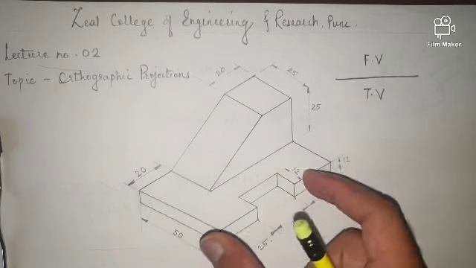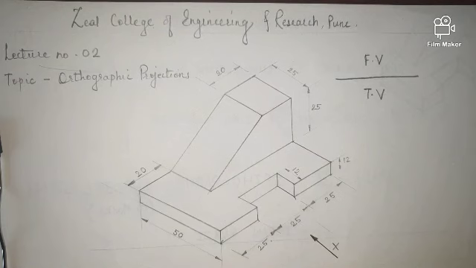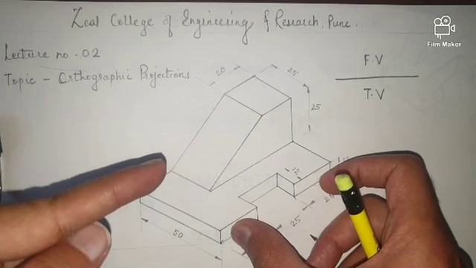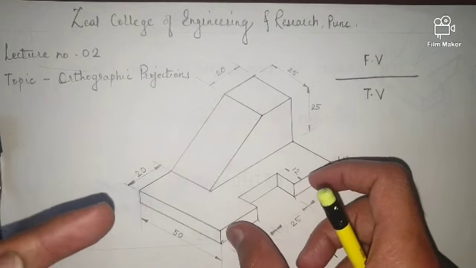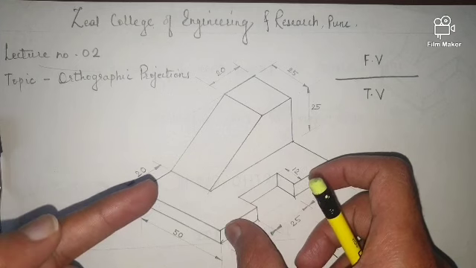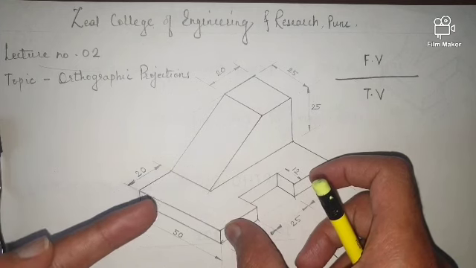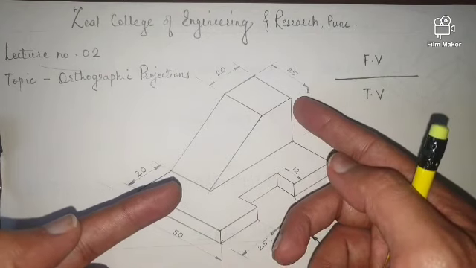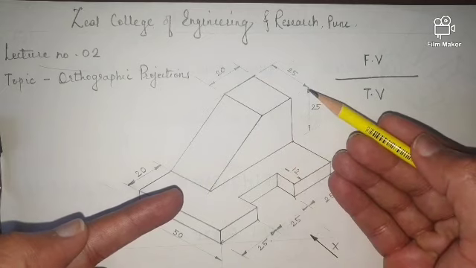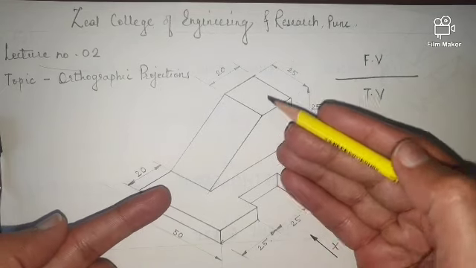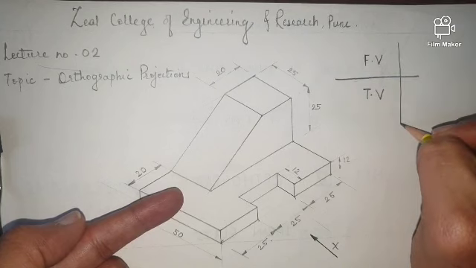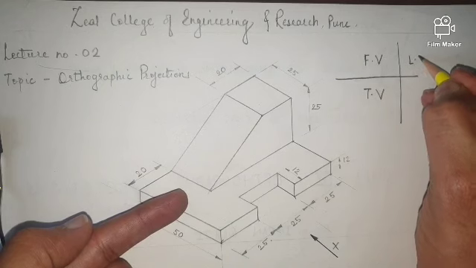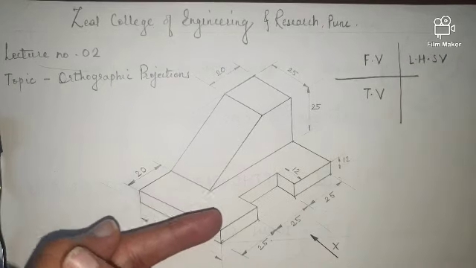So the left hand side view: this is the object kept right here, and we have to observe this object from the left hand side, which is here. When we observe this object from this side, the projected image will be behind this, or we can say the projected image will be on the right hand side of the front view. So the left hand side view comes here, and it will fall behind this, or to the right of this.